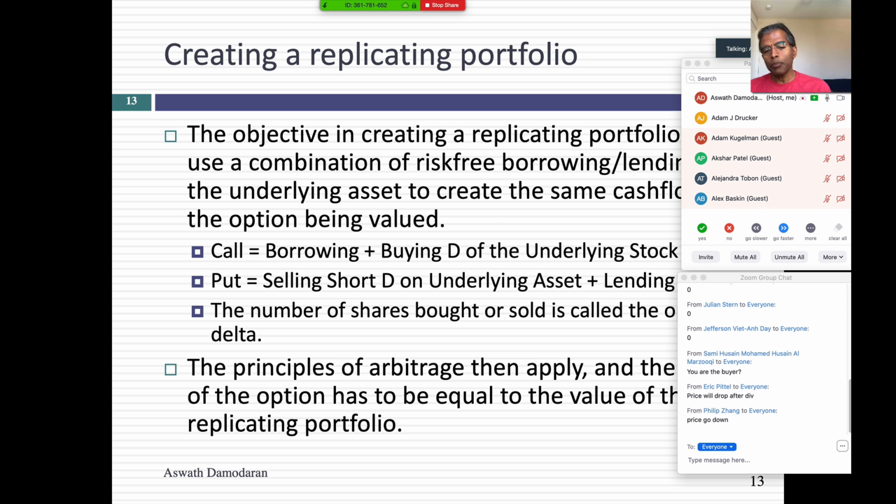To replicate a put, here's what you need to do. You need to sell short on the underlying asset, and again, I'll have to tell you how many shares, and take the cash you get from selling short and lend it at the risk-free rate, which would be investing in T-bonds or T-bills or whatever you want. The number of shares you need to buy to replicate an option is called the option delta. And the principles of arbitrage kick in here: since they have exactly the same cash flows, that replicating position should cost you the same as the option.